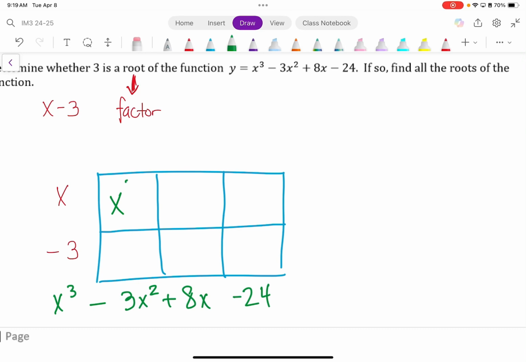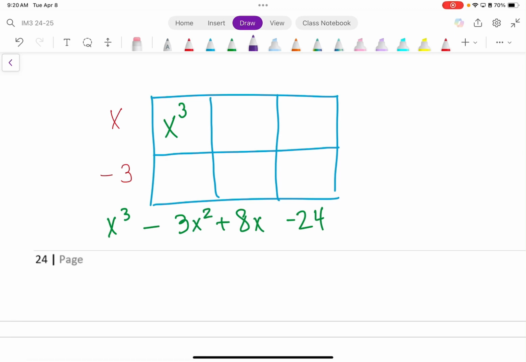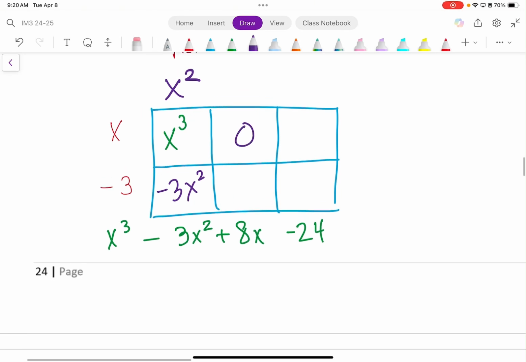Let's put x to the third in the top left, and let's figure out what needs to go on top. x times what? x squared. That'll give me negative 3x squared. What do I need to combine with the negative 3x squared so that it stays as negative 3x squared? 0. To get 0, that means I'm multiplying by 0.